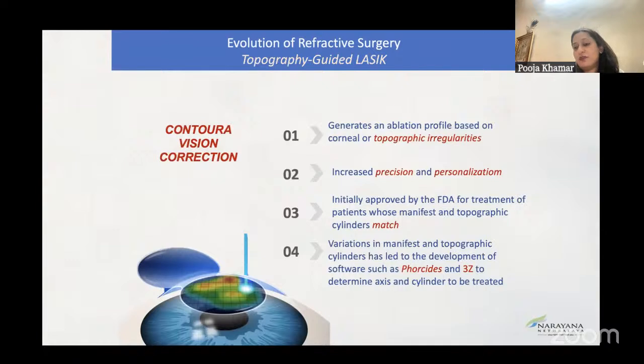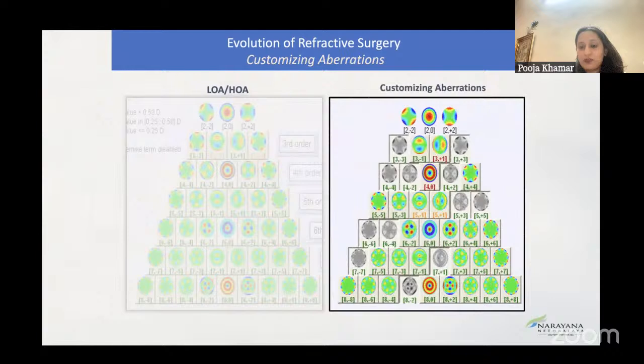So that's 70% of your cohort, but the rest 30% of the cohort is your either wavefront guided treatment or topo guided treatment. After wavefront guided treatment, people went on to normal LASIK, like wavefront optimized, but then of course it was not addressing the aberration. So then came the topo-guided LASIK, and it takes care of the corneal or topographic irregularity. So it again increased the precision and personalization. But yes, there was a small challenge of mismatch of the cylinder. So we now have advanced software. Zeiss has one, there's 4CDs, there's 3Z, which can take care of these cylinders and determine the axis of what should be treated. Again, this is a very viable option for the patients.